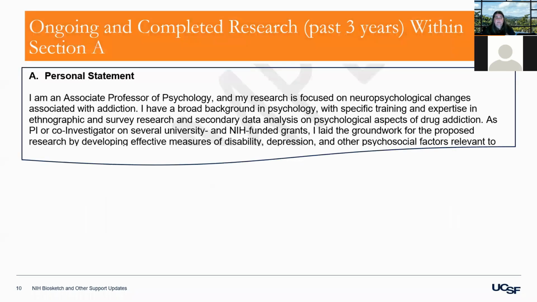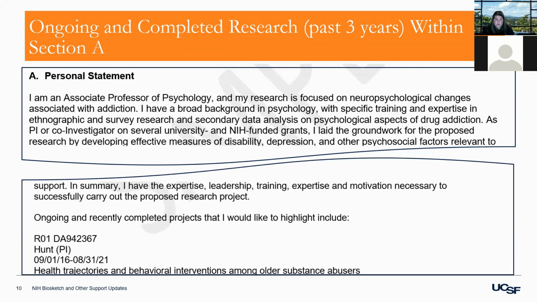So that section D that's been removed has actually just been moved into section A. Here is an example of section A, the personal statement. That part has not changed. The first part of section A is the same as it was before. You're doing a personal statement that briefly describes your qualifications and your role on the project. Now, though, at the end of that section, you can include ongoing and recently completed projects. Recently completed means up to 3 years.